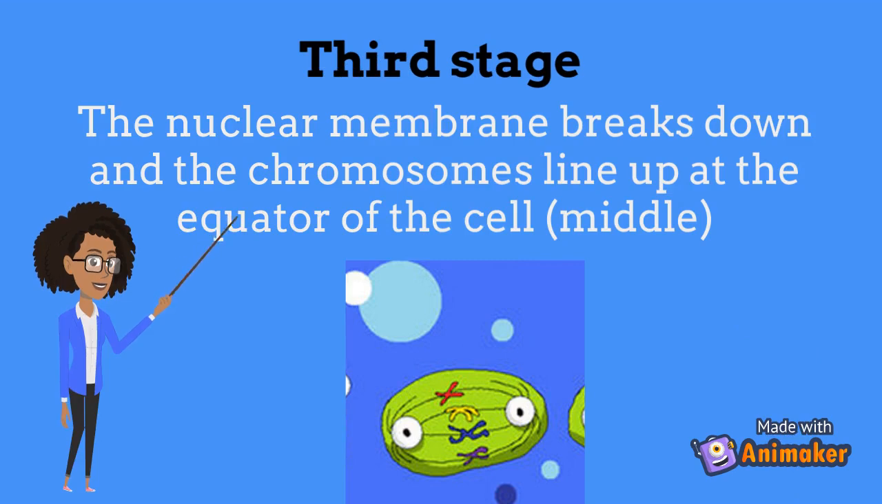At the third stage, the nuclear membrane breaks down and the chromosomes line up in the middle of the cell, which is called an equator.